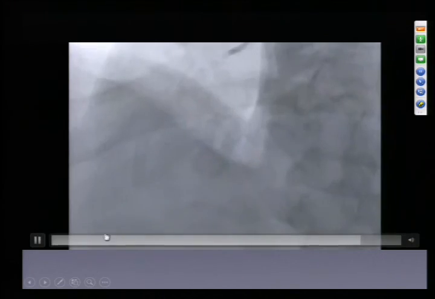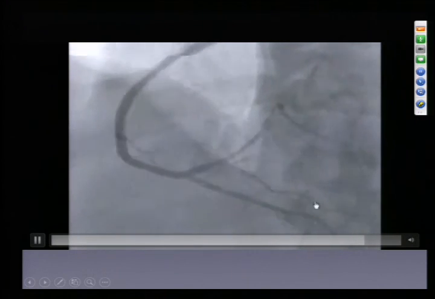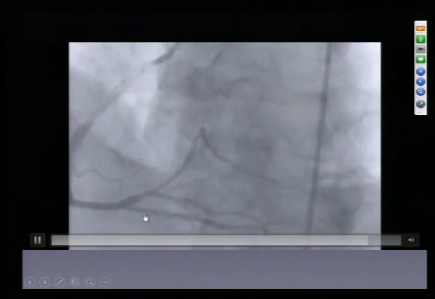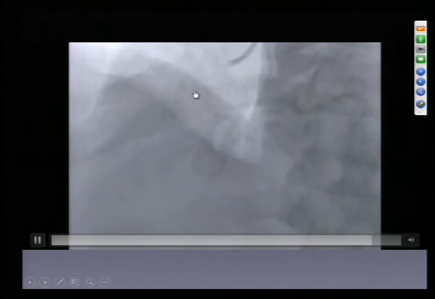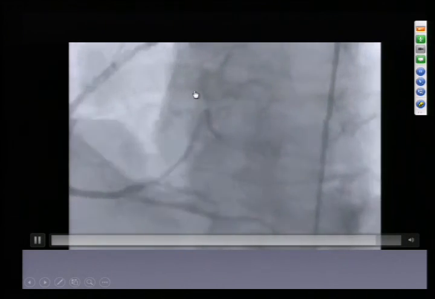We get it open very quickly. We don't have any distal embolization of thrombus. This was Monday, and he's been discharged today, so he did very well.